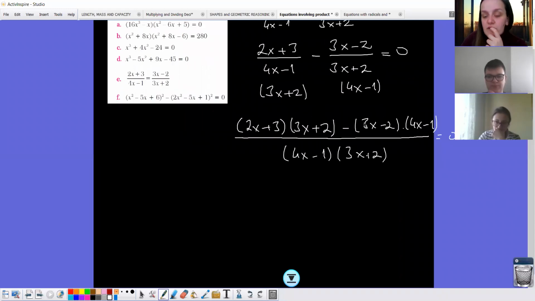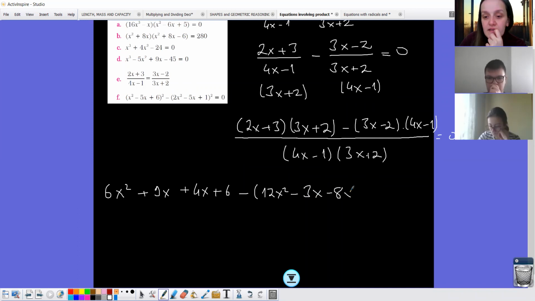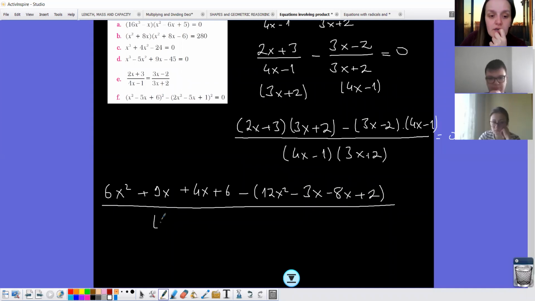Now, we need to multiply them one by one. I will have 2x times 3x, I will have 6x squared. Then I have plus 9x. And here plus 4x and plus 6. Minus, I will open the parenthesis here, firstly to do the multiplication. I will have 12x squared, then minus 3x, minus 8x, and plus 2. Is this okay? Okay. Over 4x minus 1 times 3x plus 2 is equal to 0.